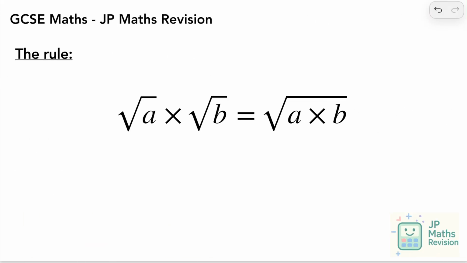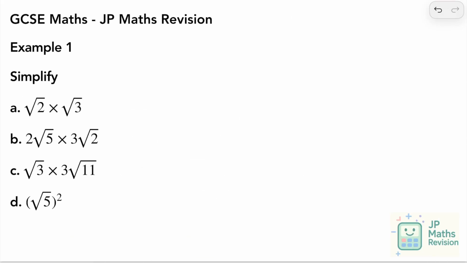We need a quick rule to work with when we're using surds. When we have the square root of a times the square root of b, this is the same as multiplying the square root of a and b. Here are a few examples. In these cases, we need to simplify by multiplying out the surds using that rule.